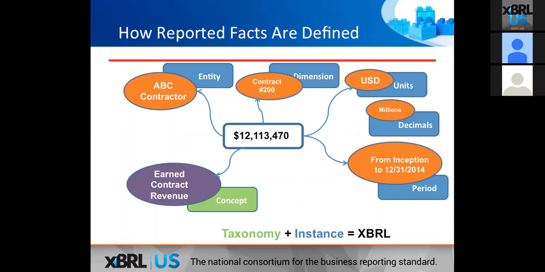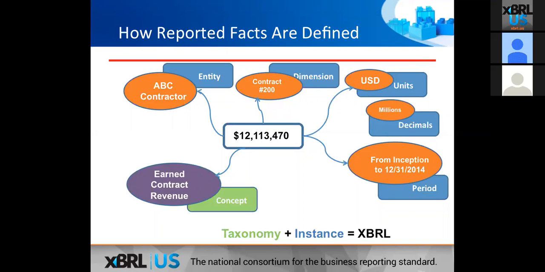The taxonomy, which you can see represented by the green box labeled concept in the lower left-hand corner, is the digital collection of terms that Greg talked about that defines the reporting needs. So it defines things like earned contract revenue, contract percent complete, estimated revenues and costs for individual jobs or contracts. So the taxonomy is that collection of terms that includes all of those elements.